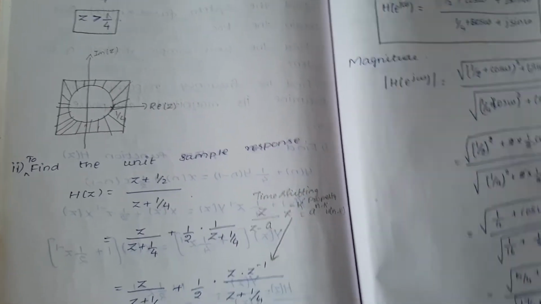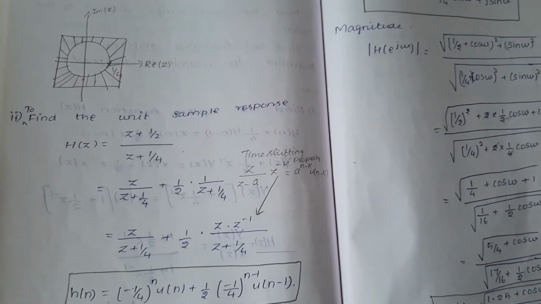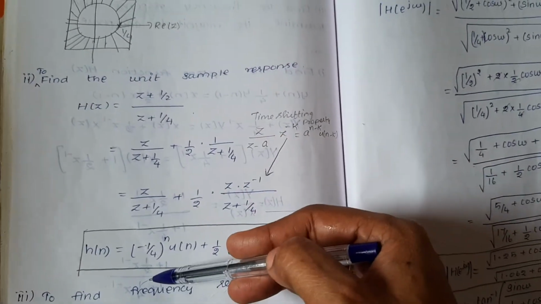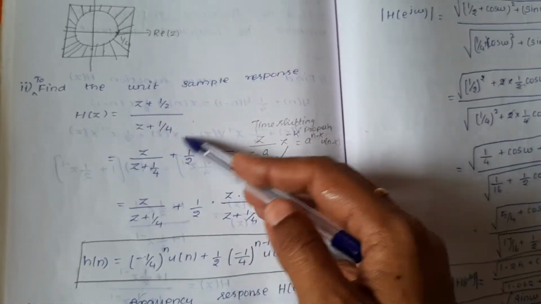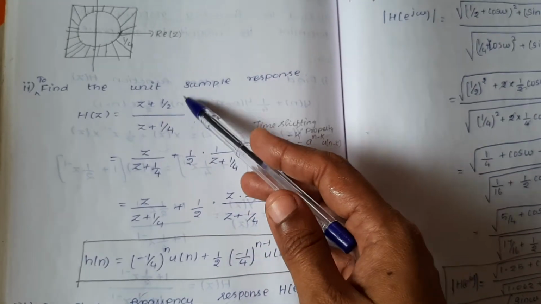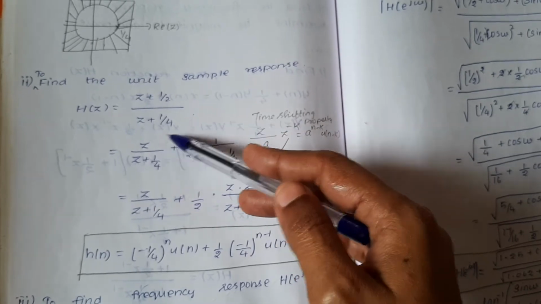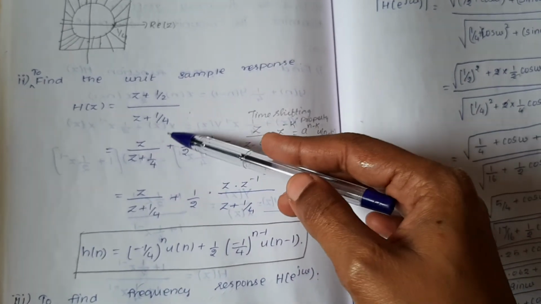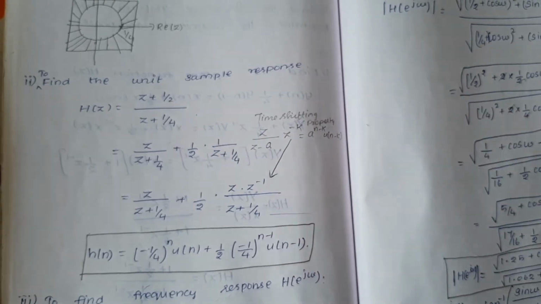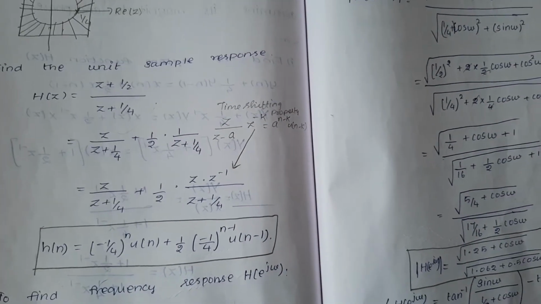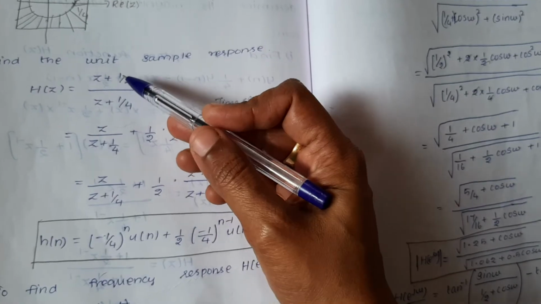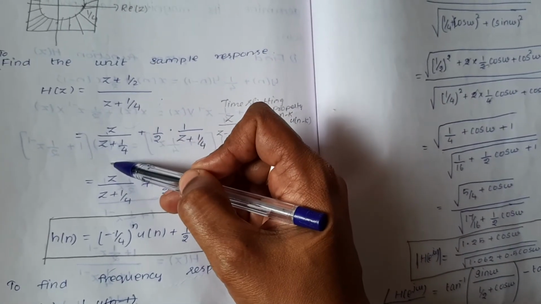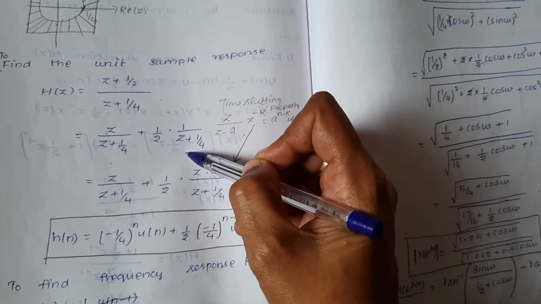Now next you want to find the unit sample response. In order to find the unit sample response, what is the unit sample response? Impulse response. Okay, we know the h of z value is this one. So here we got z plus 1 by 2 divided by z plus 1 by 4. So listen, z plus 1 by 4. We can separate the numerator term z plus 1 by 2 as z by z plus 1 by 4 plus 1 by 2 by z plus 1 by 4.